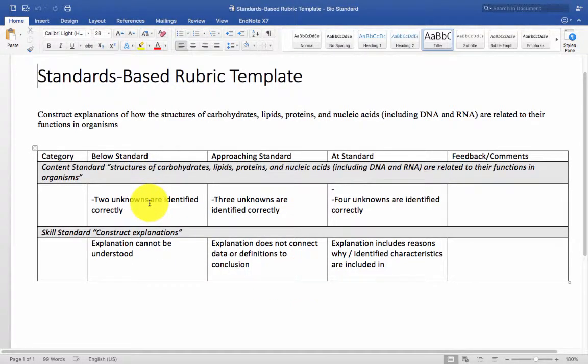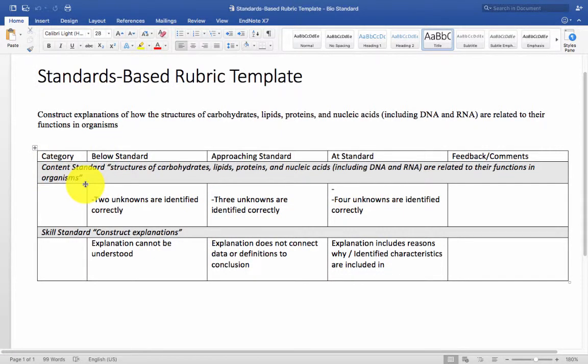Here you notice that we talked about the unknowns. That's because the activity that we had in mind here was a lab activity where students identified through testing these kind of unknown products in their lab. And then their job was to correctly identify and match carbohydrates to the sample that they got, or to of the 4 samples that they tested. So being able to identify the characteristics in that lab helped to demonstrate mastery of that standard.